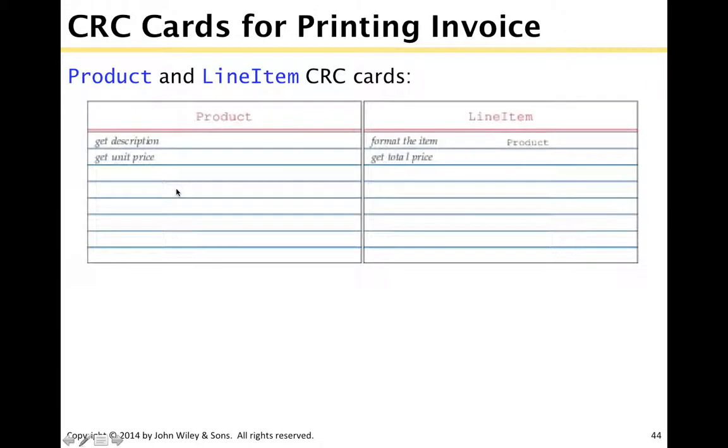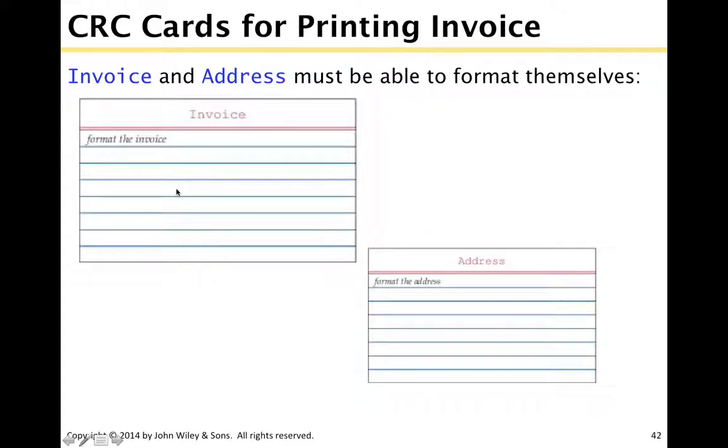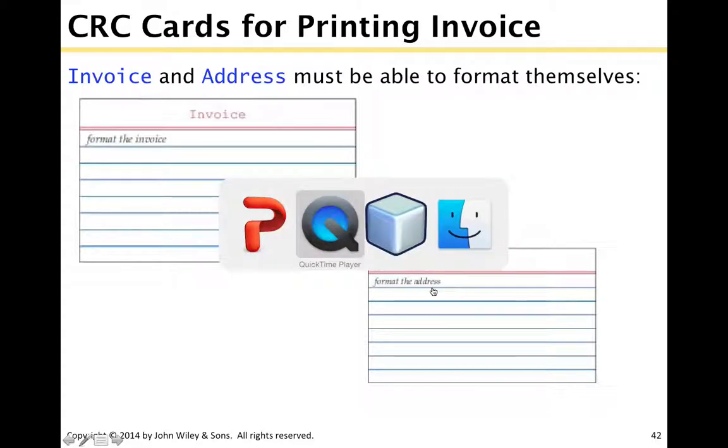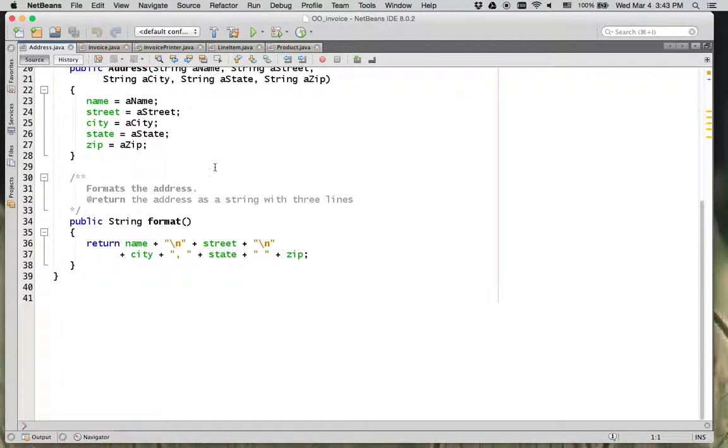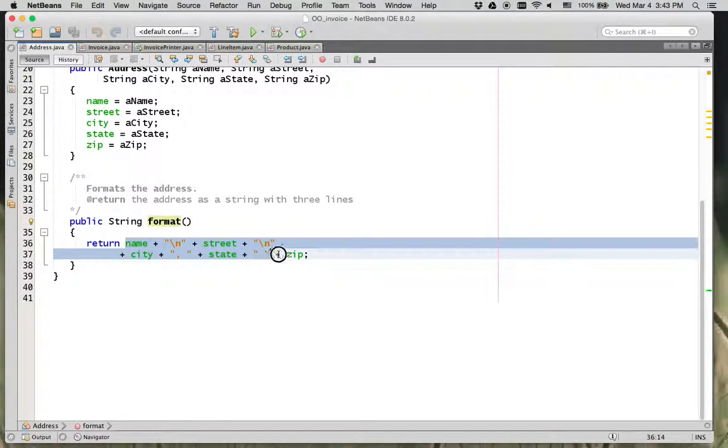So if I go back, address responsibility is to format the address, so that should be implemented in the Address class. The Address class holds this information: name, street, city, state, and zip as information about the address, and then the responsibility needed for this class as identified from the CRC card is format. So we are going to format the address as follows.